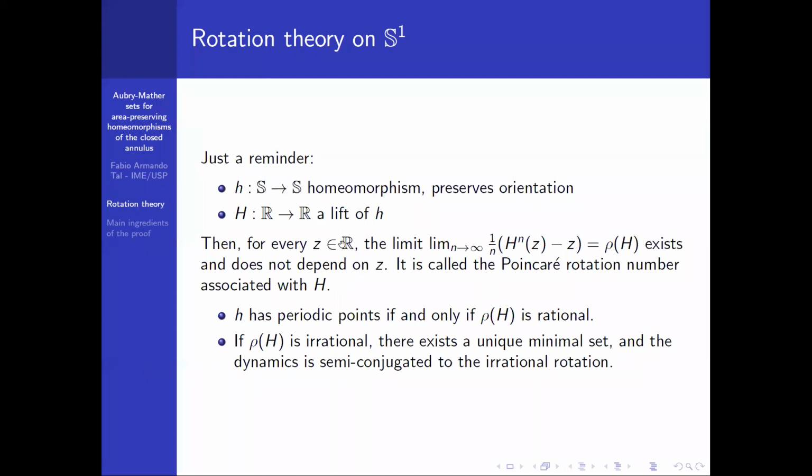As I was saying, the Poincaré rotation number, luckily this is something everybody knows, so I can go fast and not skip too much time here. If every point has a rotation number, and this rotation number is the same, it does not depend on the point, and you have some dynamical properties associated with that. If the rotation number is rational, that means you have periodic points, and that's if and only if. If it's irrational, then you have at least a minimal set, and the dynamics is conjugated to an irrational rotation. This is very classical.